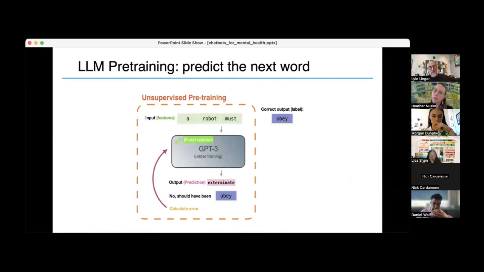They take a sequence of words like "a robot must," and then they predict what the next word should be, and it predicts the word "exterminate," and the answer is no, it should be "obey," and then it corrects it, and it readjusts its parameters, its weights in its big model, and it does this over trillions of words. It's a big thing that, given a sequence of words, predicts what word is likely to come next.